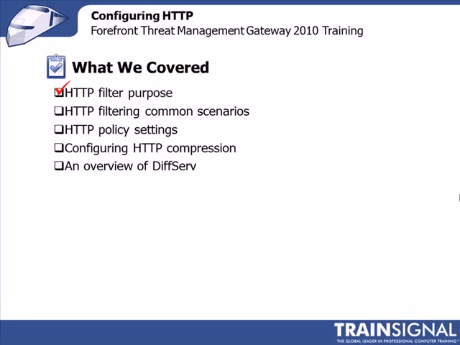We started with a discussion about the purpose of the HTTP filter, and then we discovered a couple of scenarios under which the HTTP filter can be useful. Once that was done, we moved on to discuss the various HTTP policy settings that are at your disposal in the Threat Management Gateway console. And we wrapped up with a discussion about HTTP compression and a quick overview of DiffServ to raise your awareness that this protocol is available in Threat Management Gateway. Thank you for listening, and I look forward to seeing you in the next lesson.